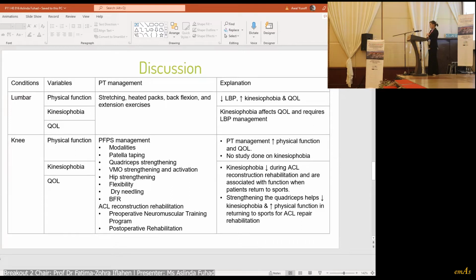Okay, why is kinesiophobia very important? Because kinesiophobia reduced during ACL reconstruction rehabilitation, and is associated with function when patients return to sports. Strengthening the quadriceps helps reduce kinesiophobia and improve physical function in returning to sports for ACL repair rehabilitation.